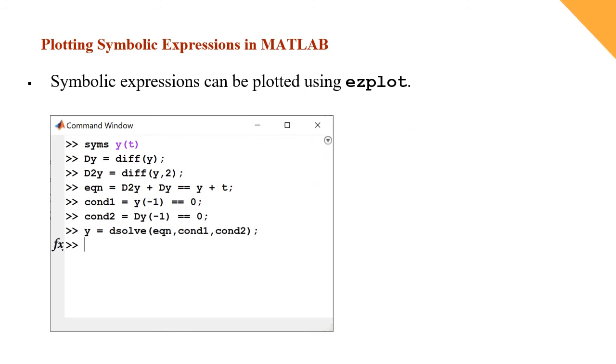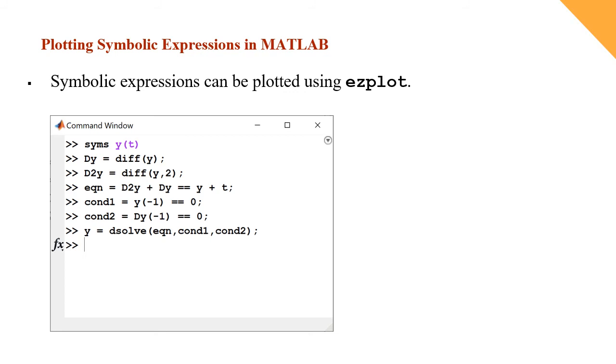Now, in this slide, we're going to discuss how to plot symbolic expressions in MATLAB in general. So it's not necessarily going to be the solution of an ODE system, but it will apply to any symbolic expression that you have in MATLAB. I'll use the solution from the previous slide as an example. So we have y as a symbolic expression in MATLAB, and you're aiming to plot it.